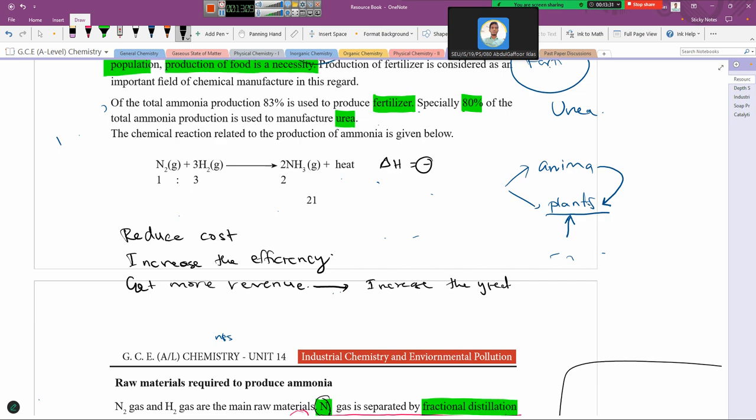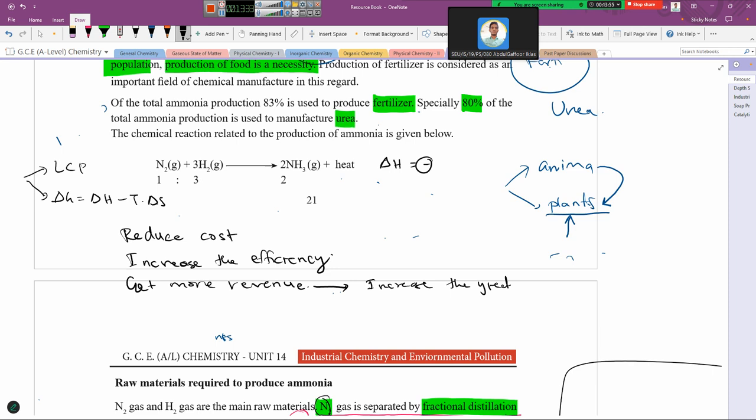Now for these predictions we can use two methods. The first one is Le Chatelier's principle, and the other one is the equation that we have studied, delta G is equal to delta H minus T into delta S. So using these two chemical principles, we are going to analyze what we have to do in the industrial process.